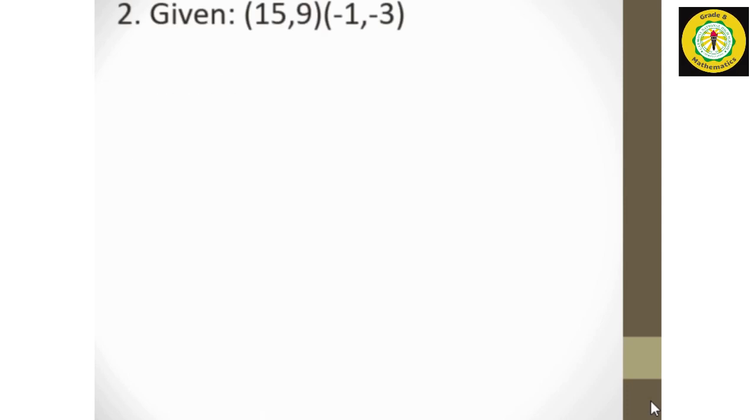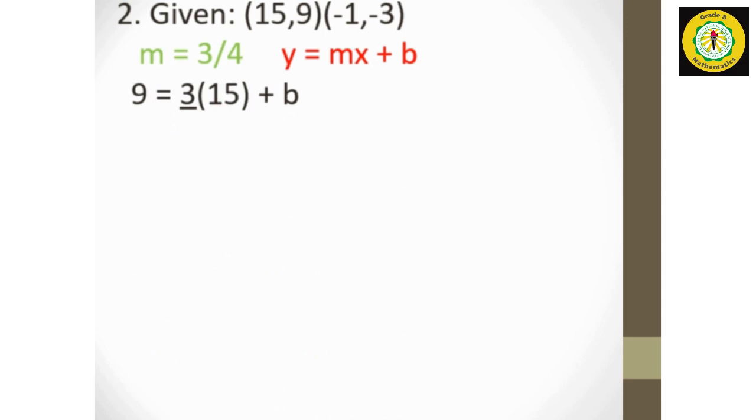For our second example, given 15 and 9, negative 1 and negative 3. Again, we need to get the slope and use the y-intercept form. So the slope is 3/4. So paano natin nakuha yung slope natin? By using the slope formula. And then we need to substitute. Our y is 9, our slope is 3/4, and the x is 15, and b is unknown.